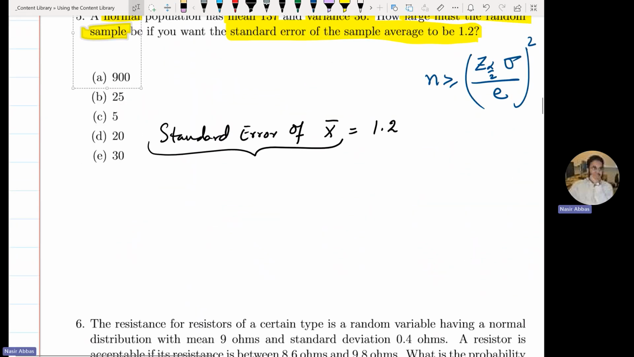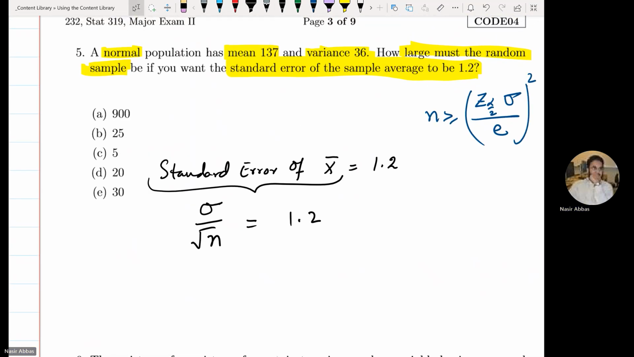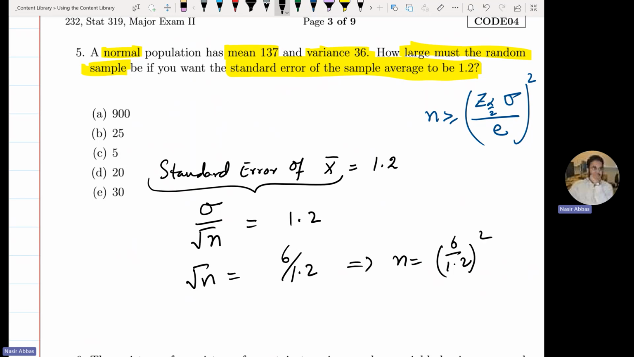This is given to you. Sigma over root of n is given to you as 1.2, and sigma is also given to you. What is sigma in the question? 6. So this means square root of n is 6 over 1.2. This implies n is 6 over 1.2 whole square, which is 4.